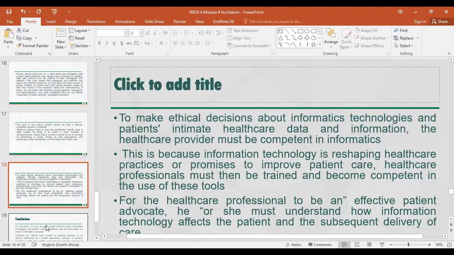Remember, under Module 1, Units 1 and 2, we covered the tools of ethics, which are basically the data, the information, and knowledge. So these tools, the way we use them, is very, very important. For healthcare professionals to be effective patient advocates, we must understand how information technology affects the patient and the subsequent delivery of care. Okay, that's the few slides that I have on Units 1 and 2 under Module 4.